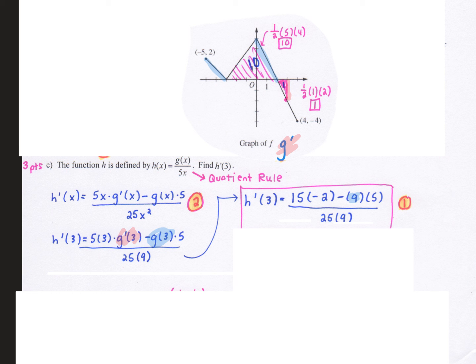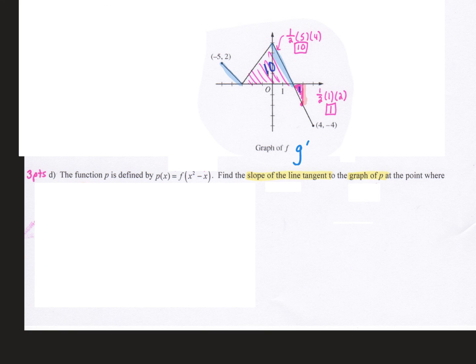If you simplify, you would end up all the way down to -1/3, but going beyond what I have boxed is not mandatory. If you choose to simplify and you do something wrong, then you lose your answer point. In part D, I'm given another function called p, which is defined as f of x squared minus x, and I'm asked to find the slope of the line tangent to the graph of p. So slope of the line tangent just means a derivative, and that just means I'm going to find p prime.